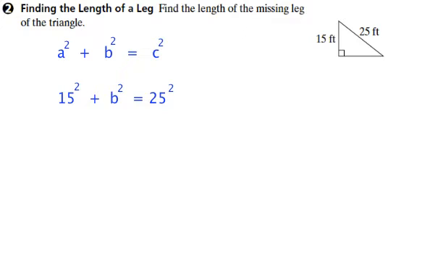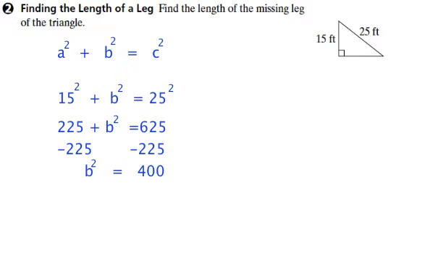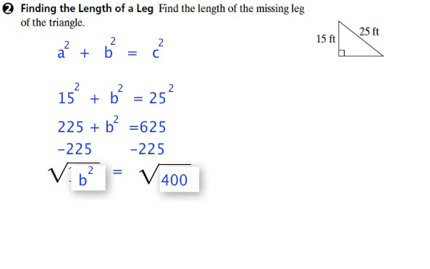15 squared is 225. 25 squared is 625. So we now have 225 plus b squared equals 625. We're trying to get b by itself, so we're going to subtract 225 from both sides of the equation. So we end up with b squared equals 400. To find out what b is, we must take the square root of b squared and the square root of 400. The square root of b squared is b, and the square root of 400 is 20. So the missing length is 20 feet.